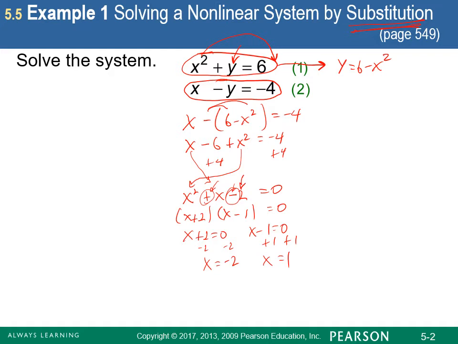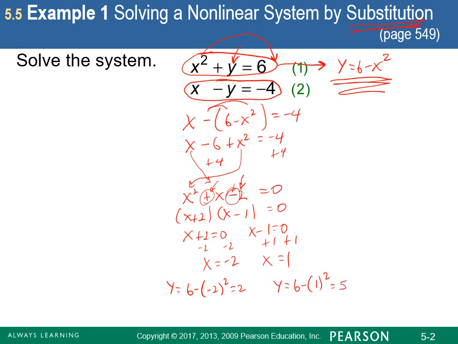Now once we get the x's, we can take each of those and substitute in any equation whatsoever up here to get the y's that go with them. For example, if we take this equation and use x equals negative 2, we'd have 6 minus negative 2 squared. Well, the negative 2 in parentheses squared is positive 4, and 6 minus 4 is 2. And y equals 6 minus 1 squared. 6 minus 1 is 5.